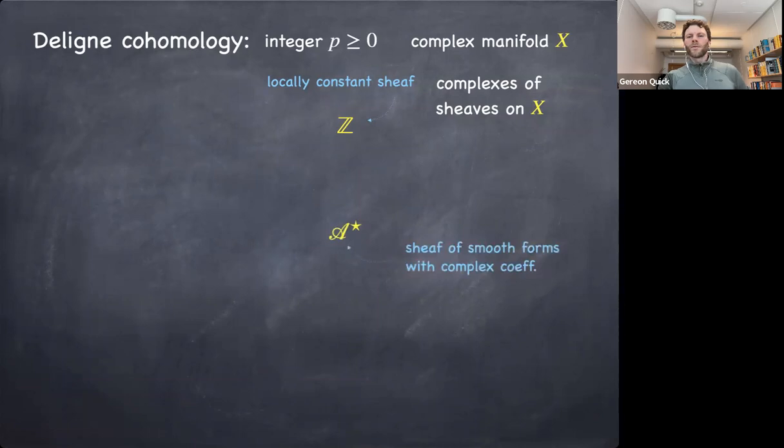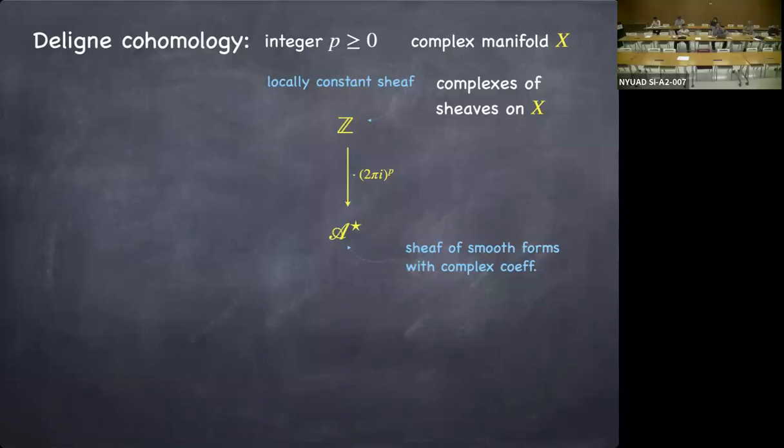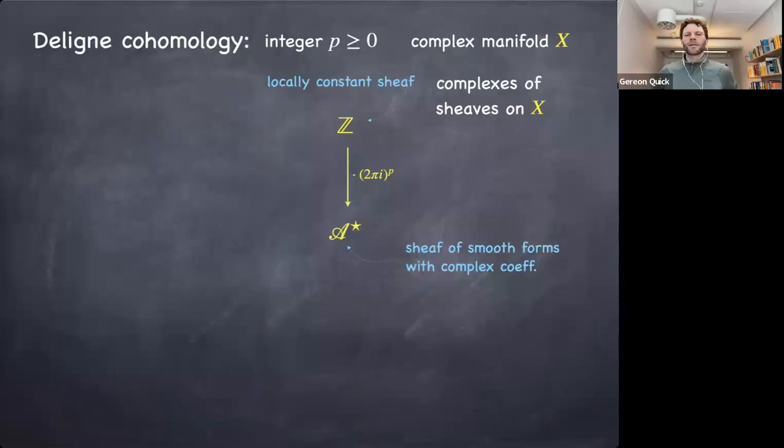Then we take the sheaf of smooth forms with complex coefficients that I'm going to denote by A star. And then we map this locally constant sheaf Z into the sheaf of forms by associating to it a constant multiplied with this scaling factor 2 pi i to the p, that's not important, and then send it to constant functions, locally constant functions, and then map them into all holomorphic, or in this case, smooth functions on the manifold, and then into forms. Okay, so that's this map, and then we can take the Hodge filtration into account.